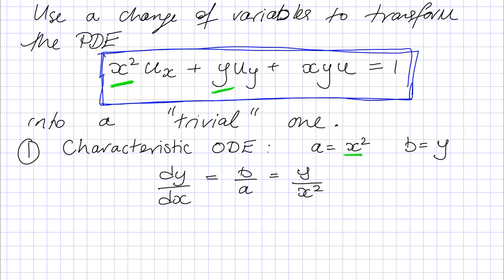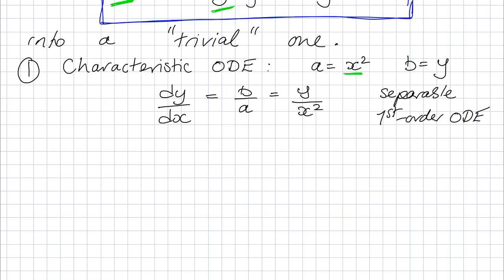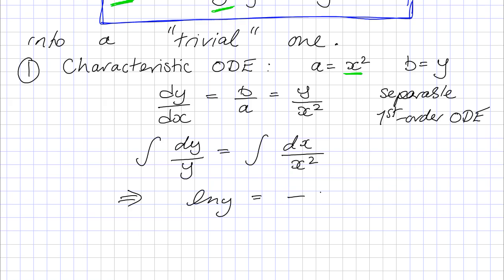And then we need to solve this ODE, which in this case is simple, because this is a separable first order ODE, and this is something we all know how to solve. So this is the integral dy over y equals the integral dx over x squared. So the solution is log y equals minus 1 over x plus some constant k.